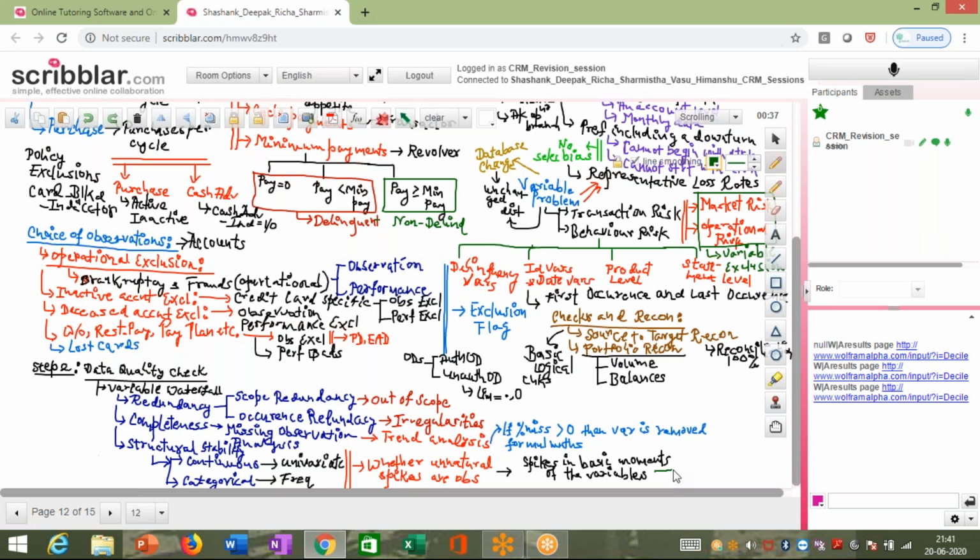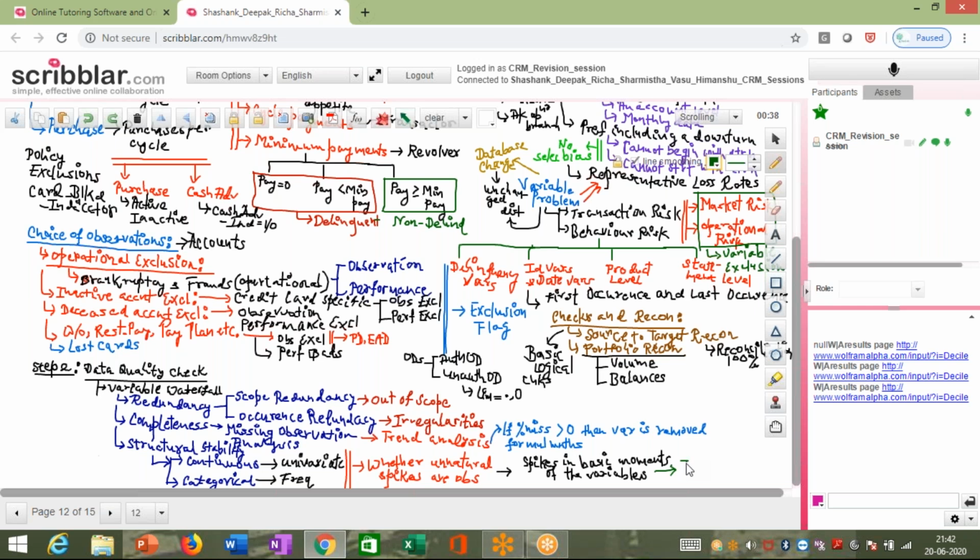If there is a spike in any of the basic moments of the variable, that is analyzed, and based on that, we decide whether there is supposed to be a trigger or not. And how do we do that? We look into the long run behavior of each of these basic moments over a period of time, calculate the long run mean, and compute the Z stat.